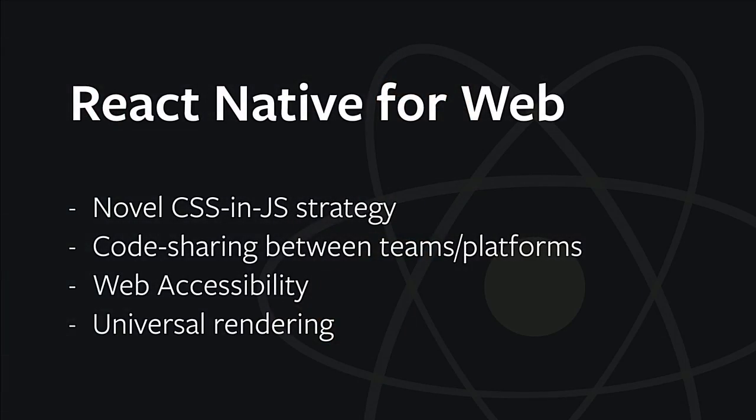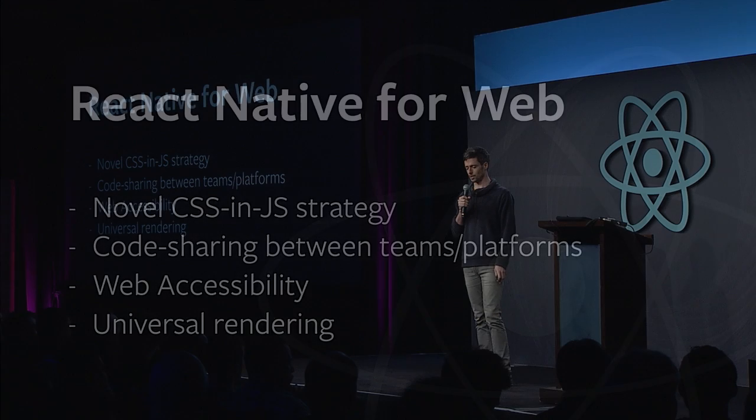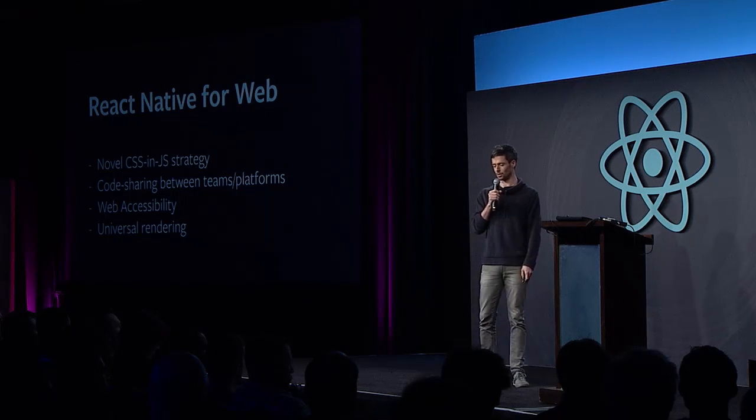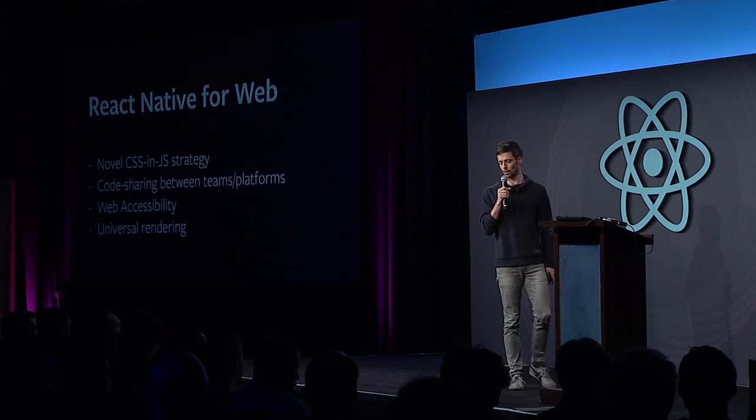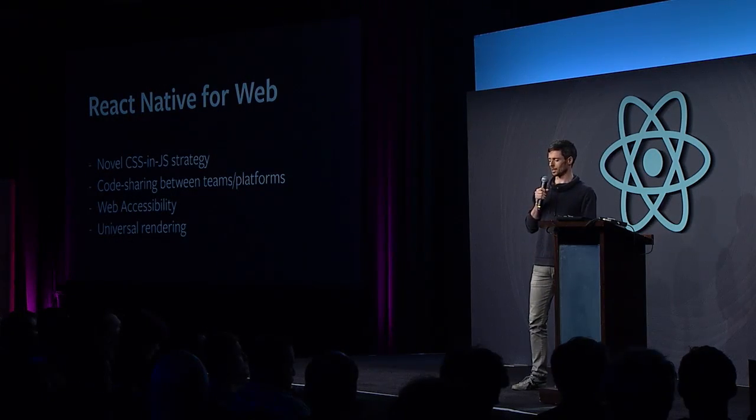So in summary, it has this novel CSS and JavaScript strategy that kind of results in this platform-agnostic, build-agnostic style API. And that really facilitates code sharing between teams because we don't have to worry about having common build tools to work with styles, and even potentially across platforms. So there's a few React Native modules that I pulled in, and they just work on web because they don't use Navigator and those kind of APIs. It also has some built-in web accessibility and support for universal rendering.